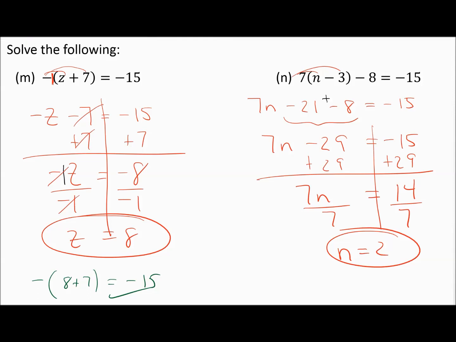Now, is that right? Well, let's check. So 7 times 2 minus 3 minus 8, is that equivalent to negative 15? We know 2 minus 3 is negative 1, so 7 times negative 1 minus 8. I'm going to work to the right. That's negative 7 minus 8, which you could also say is negative 7 plus a negative 8, which is definitely negative 15.